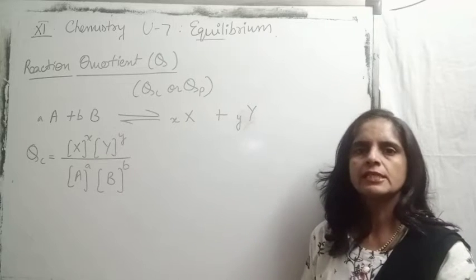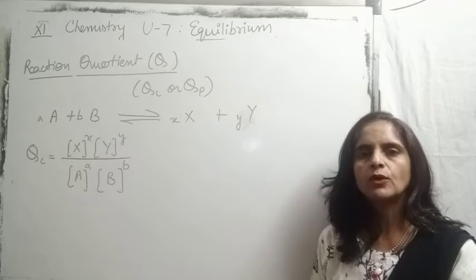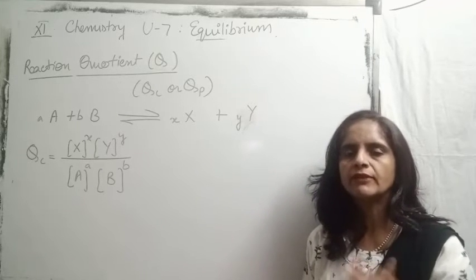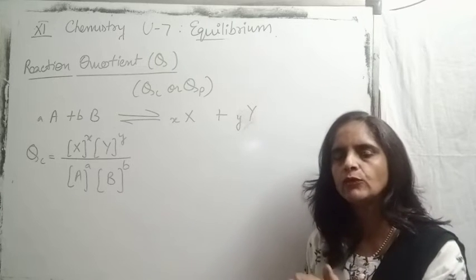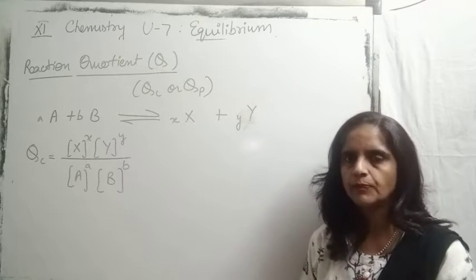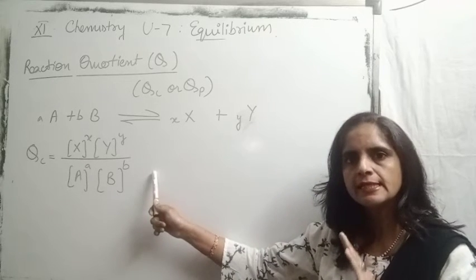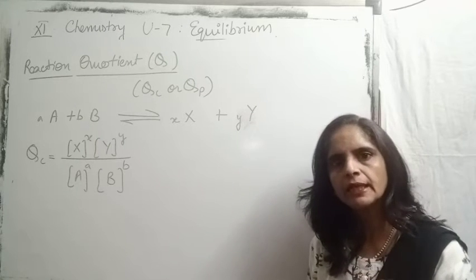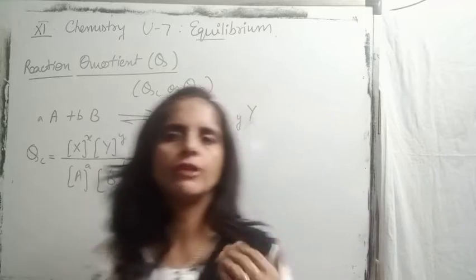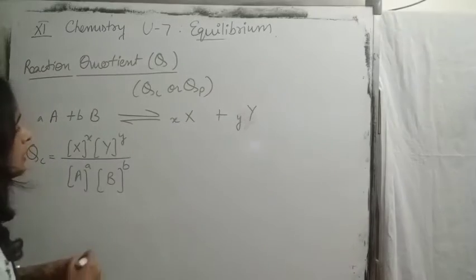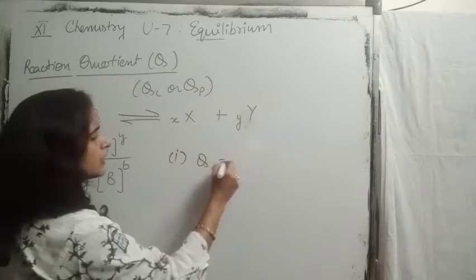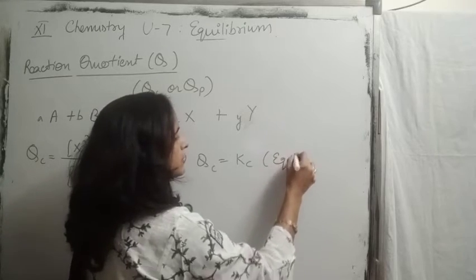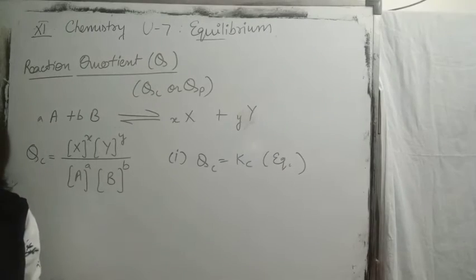Now, how is Qc different from Kc? Children, if you remember, the first feature of Kc is that it is only written for an equilibrium state, meaning whenever the reaction reaches equilibrium, only then can we write the expression of Kc. But Qc we can write for any stage. So once we calculate the value of Qc and compare it with Kc, we can predict the direction of reaction. How? Three options are possible. If Qc equals Kc, the reaction is in equilibrium, because Kc is only written for the equilibrium stage.